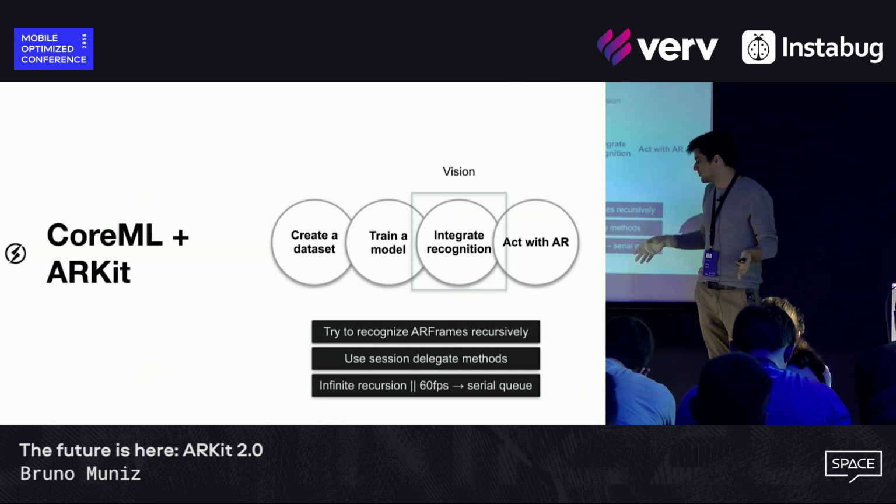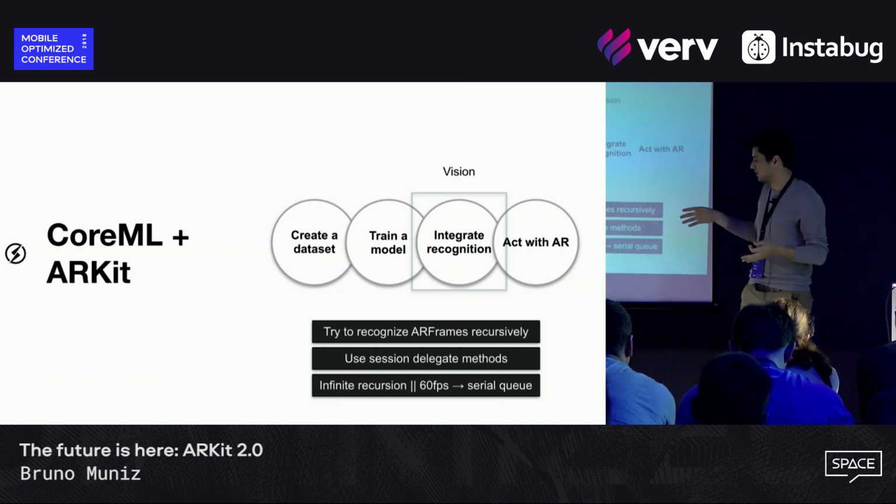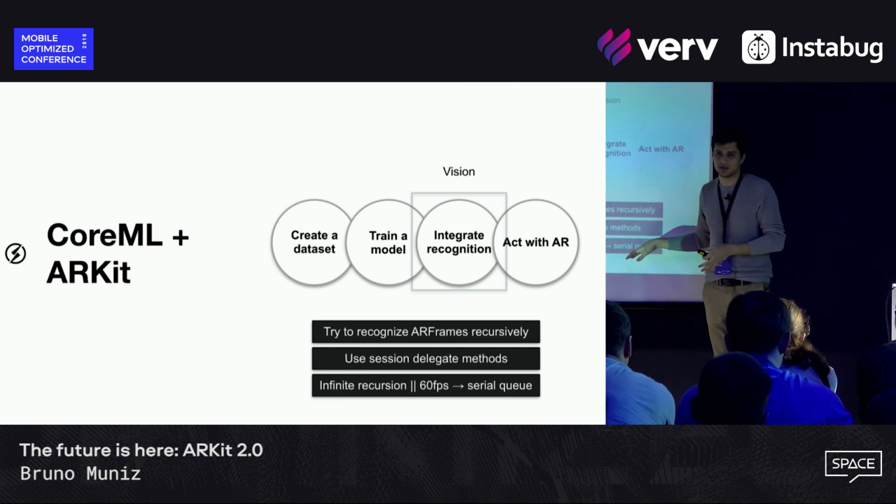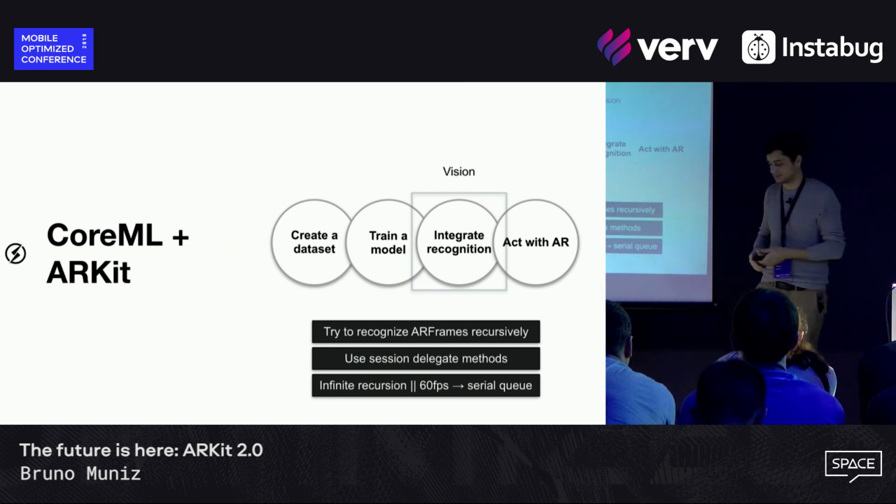So even with infinite recursion or 60 frames per second calling the delegate methods, put it on a serial queue at least, because then it's not going to block your UI.